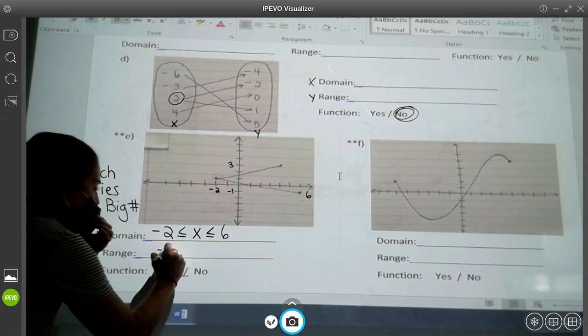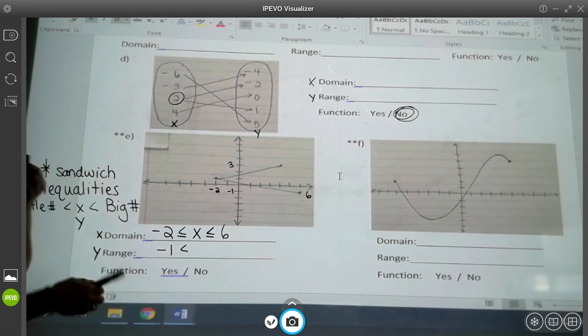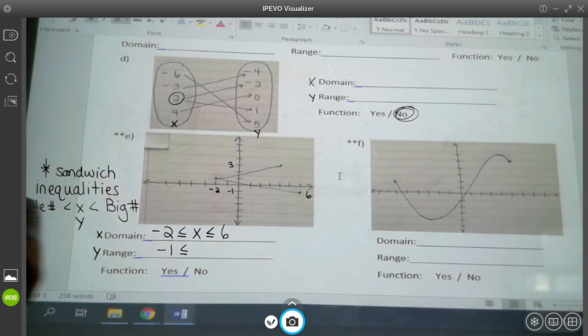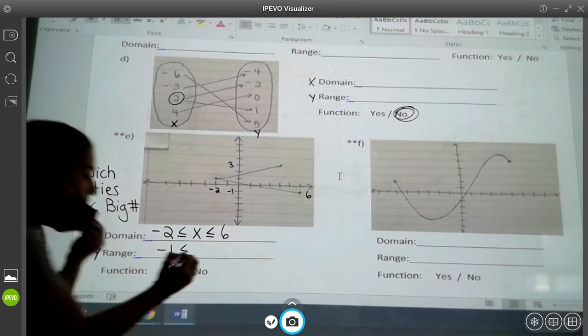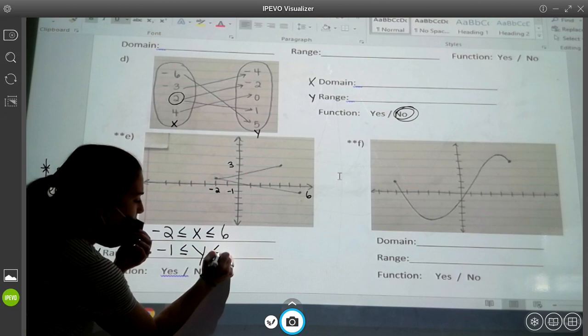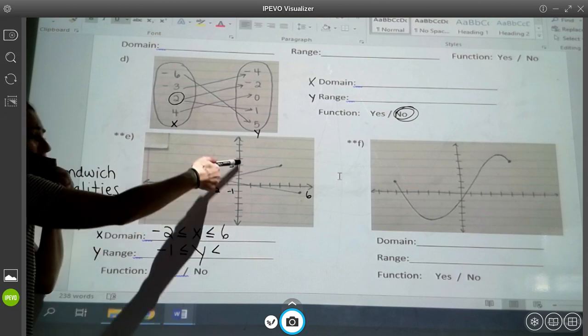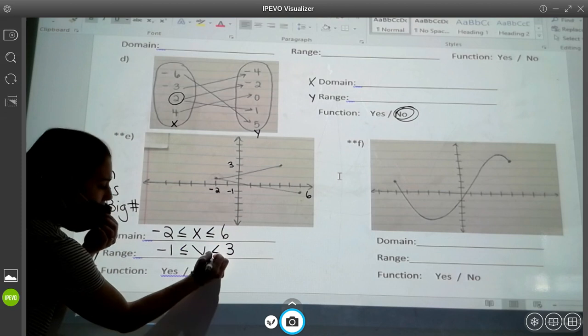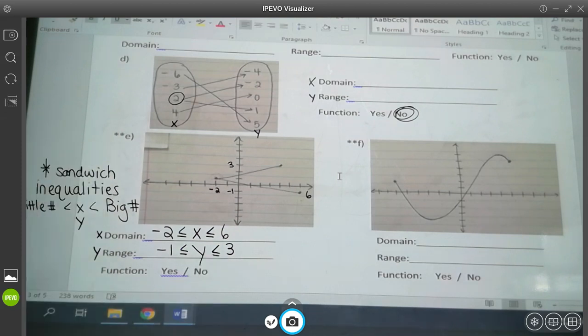So little number, -1, less than, and since -1 was at a closed dot, we want to include it. And now here's the tricky part. Make sure you put y in the middle this time, because you will get marked wrong if you put an x. And then always a less than. And now who do we say the biggest y value was? 3. And since it happened at a closed dot, put a line under it. And then that's your range, any number in between -1 and 3.